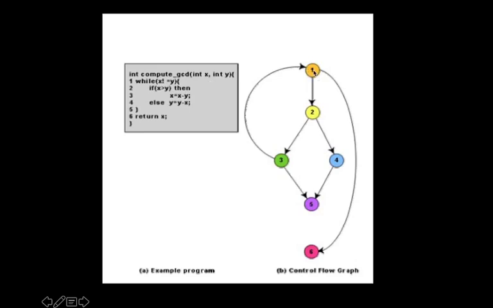From 1, while x not equal to y: if it is true, then it has to go to step 2. If it is false, then it has to go to step 6. That is why it is drawn here. In the second step, we have to check whether x is greater than y. If x is greater than y, we go to 3. That is why it is going to this node, 3.